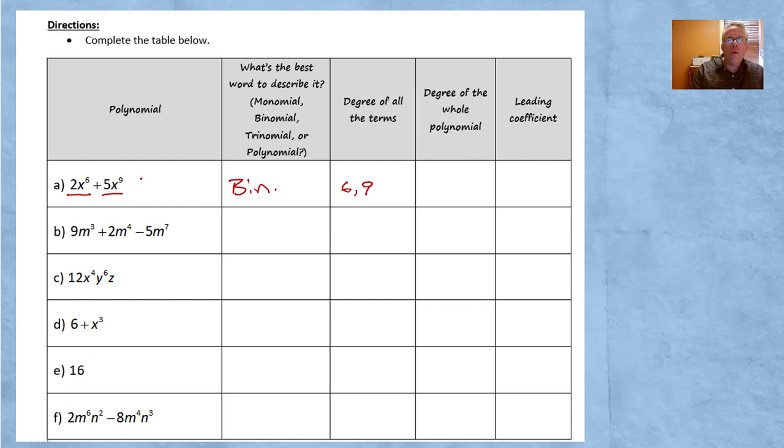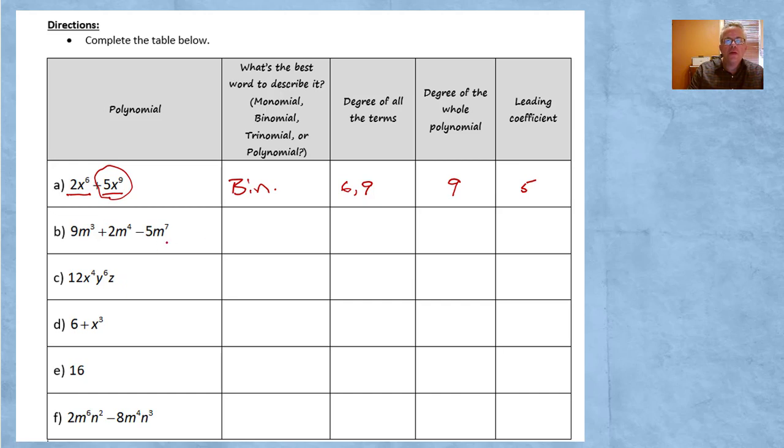The degree of the whole polynomial is the degree of the greatest term. So we had one term with degree 6, one term with degree 9. The degree of the whole polynomial is 9. So it's the degree of the term that has the highest degree. The leading coefficient is the number that multiplies the variables in that term. So since the degree came from this monomial, the number multiplying it is 5.